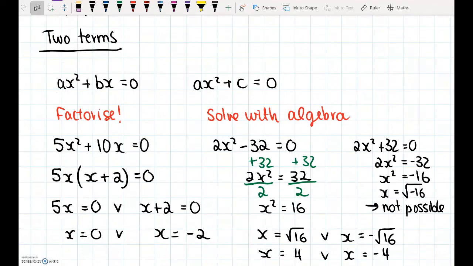So we either have ax squared plus bx equals 0, where we don't have a c term, or ax squared plus c equals 0, where we don't have a b term. Okay, we can't be missing the a term because then it's no longer a quadratic equation.